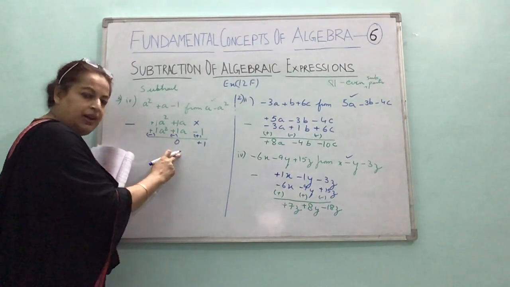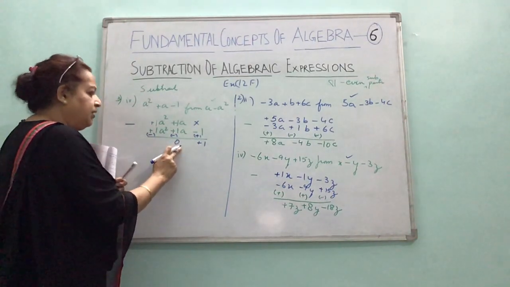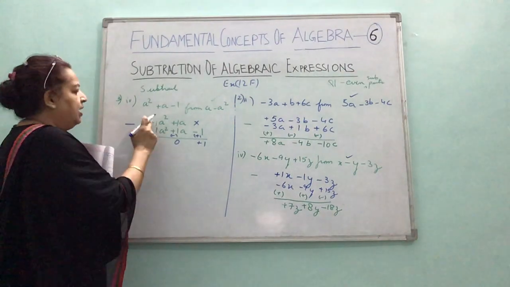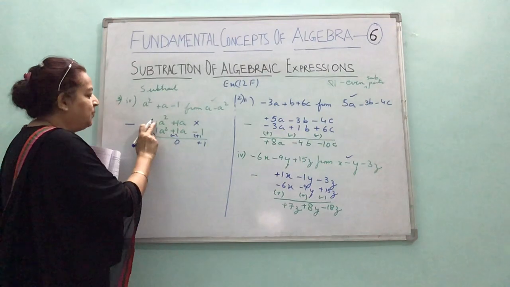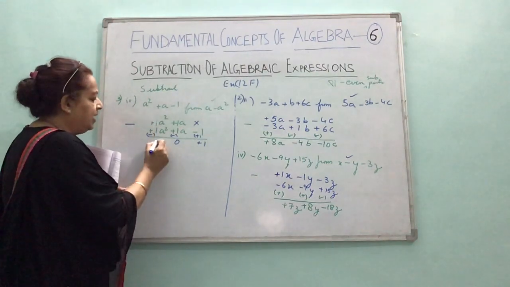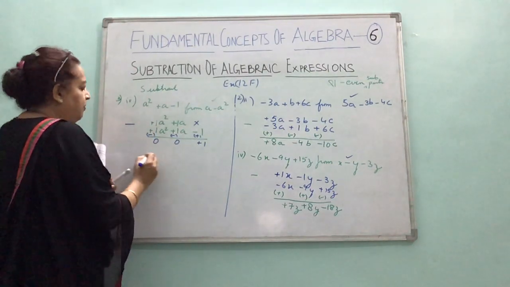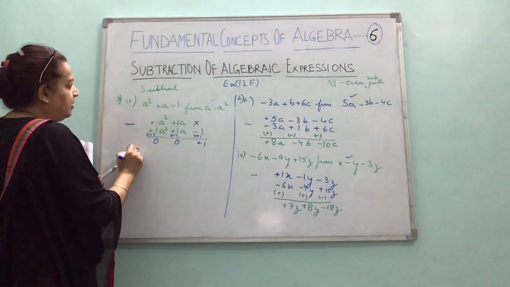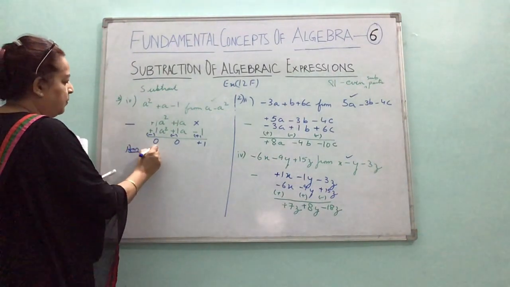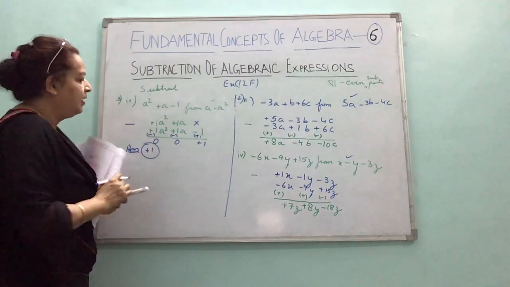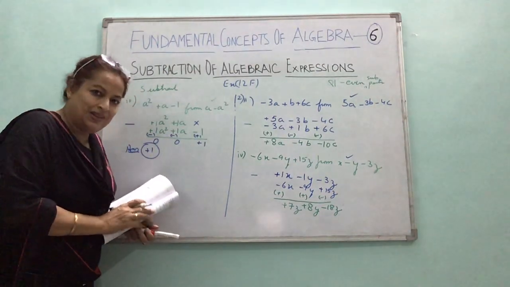Zero you need not write in my final answer. I have written it here, but you need not. And plus 1a square minus 1a square is again 0. So what is my final answer? Final answer is plus 1 only. Final answer is plus 1.